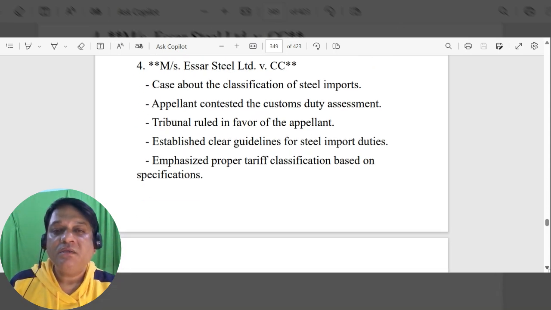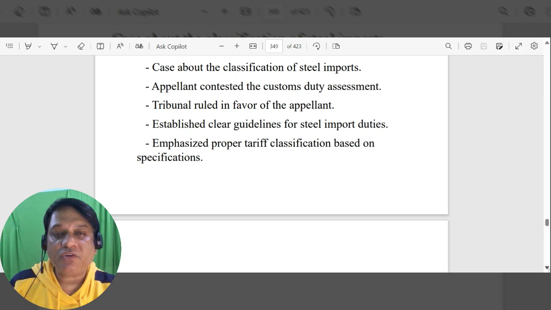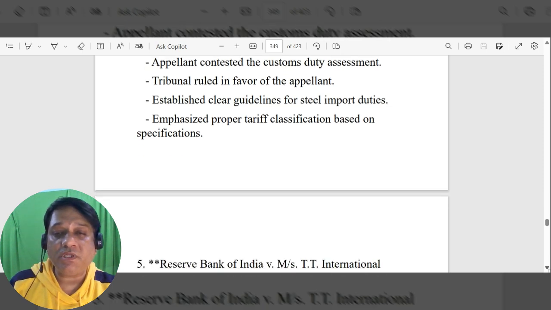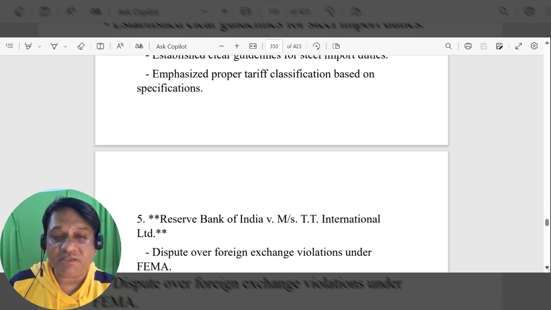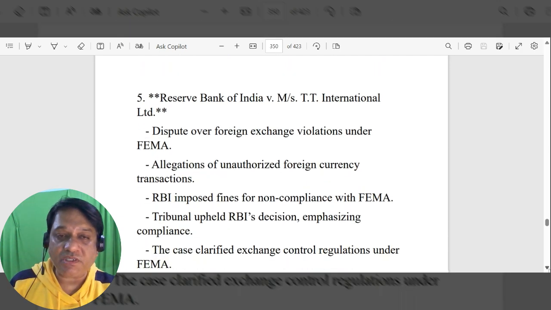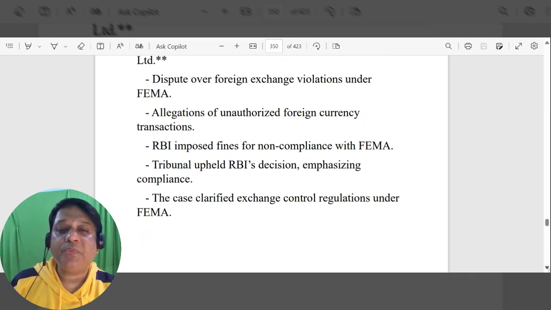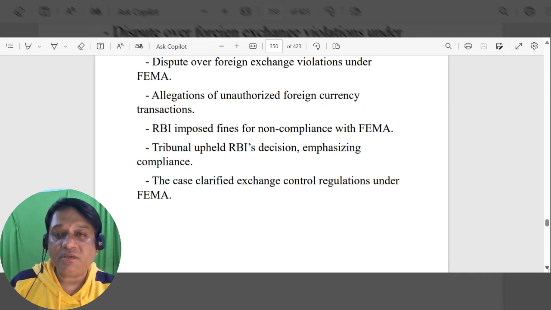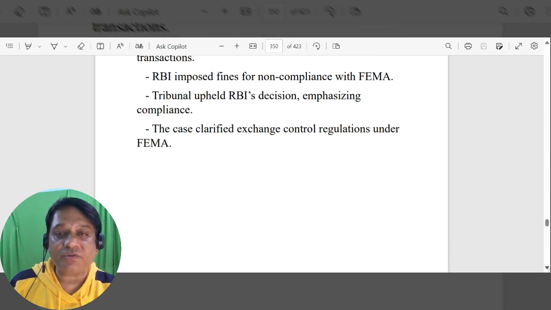SR Steel case about the classification of steel imports. Appellant contested the customs duty assessment. Tribunal ruled in favor of the appellant, established clear guidelines for steel import duties, and emphasized proper tariff classification based on specification. RBI versus TT International, a dispute over foreign exchange violations under FEMA, with allegations of unauthorized foreign currency transactions.